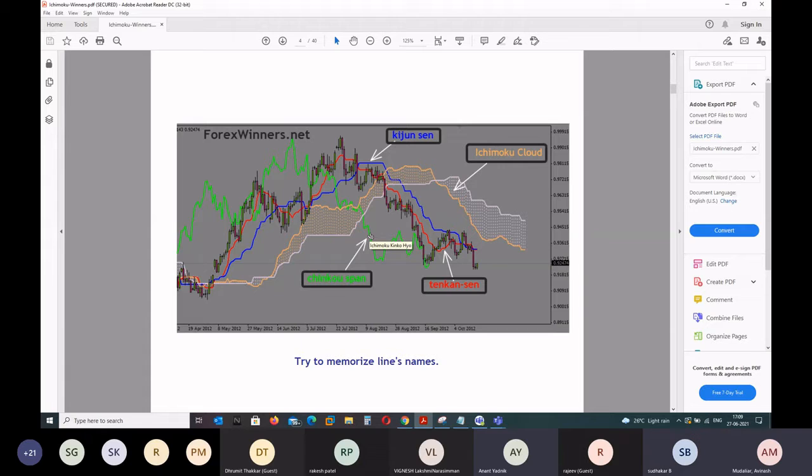Can you simply call it a leading line and lagging line? No, those are different. Basically, whatever indicator you take, be it any indicator, it's nothing but a price derivative. You derive the indicator value from the price. Price moves and then you get the value of the indicator. So basically all indicators are lagging, and Ichimoku is also lagging.